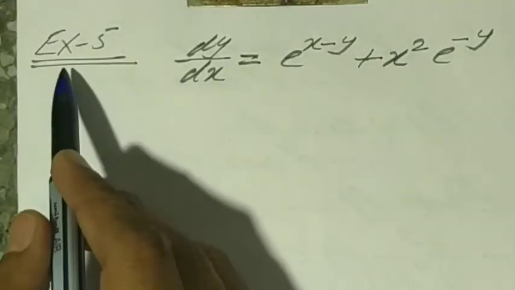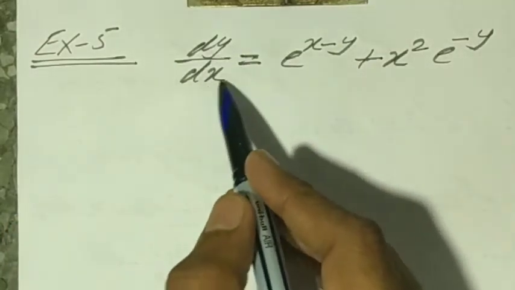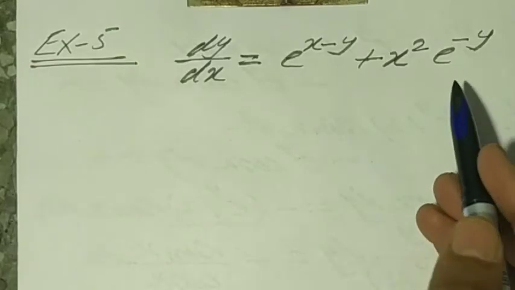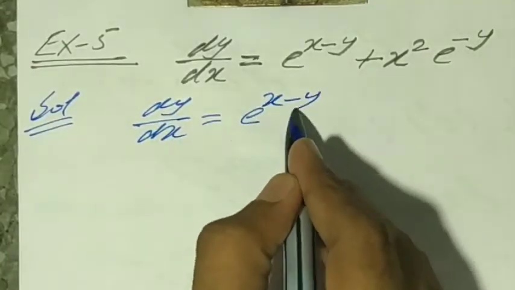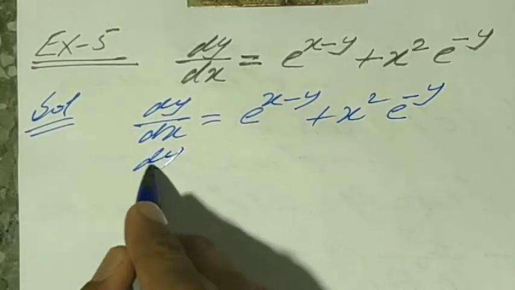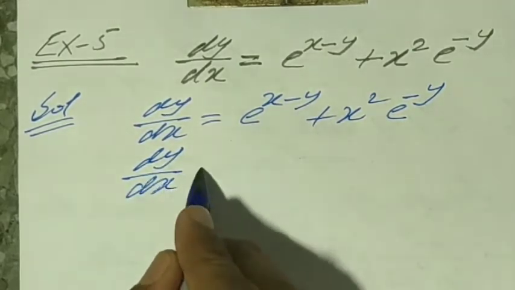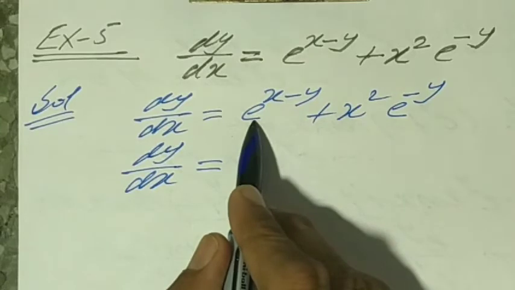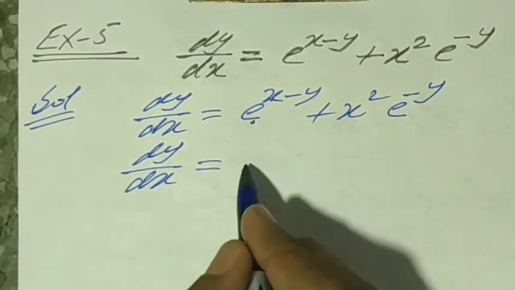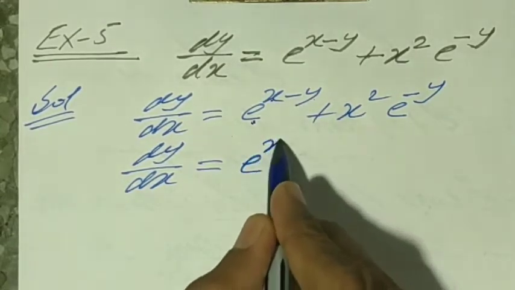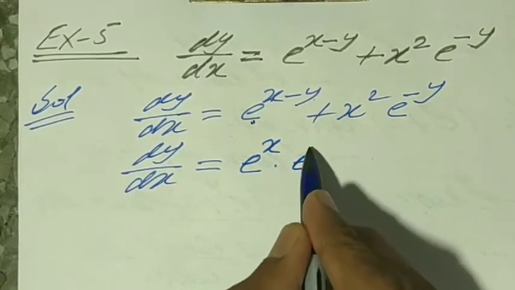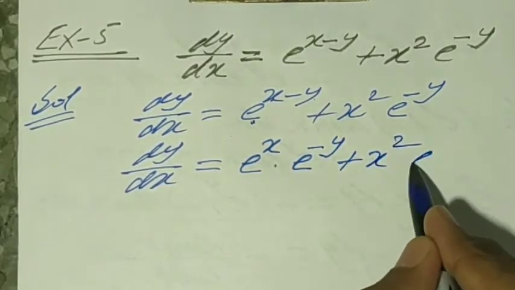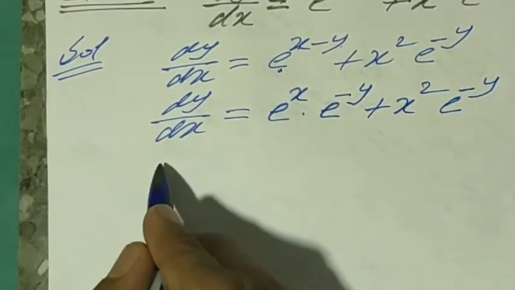Now the next example is example number 5. dy upon dx is equal to e raised to the power x minus y plus x square e raised to the power minus y. By theory of indices, we may write e raised to the power x minus y as e raised to the power x into e raised to the power minus y, plus x square e raised to the power minus y as it is.